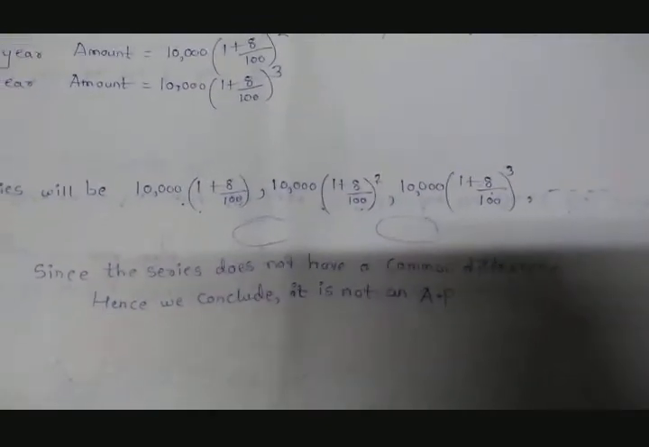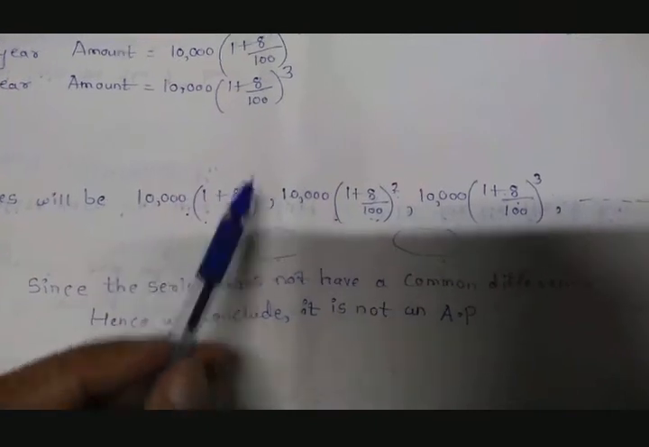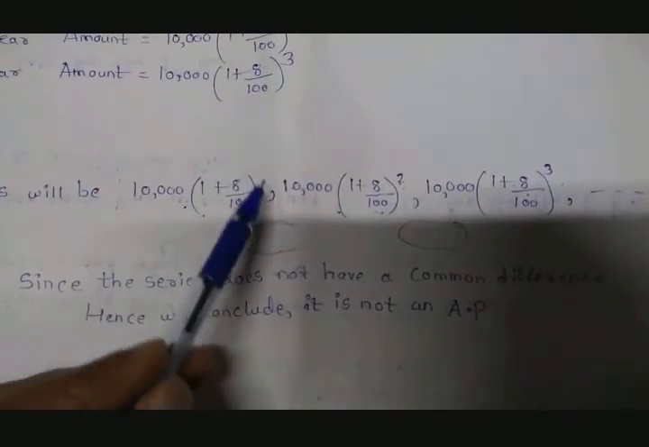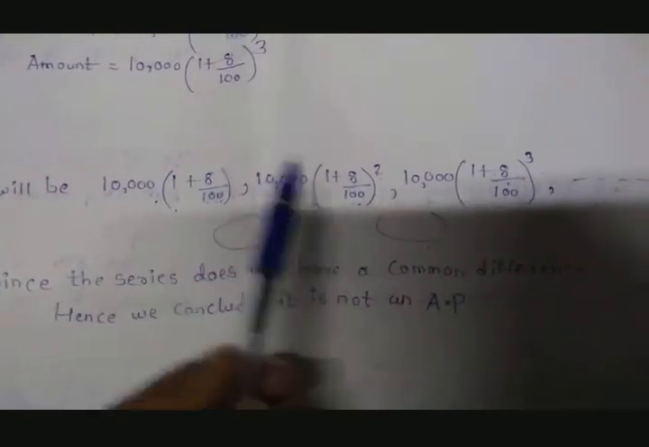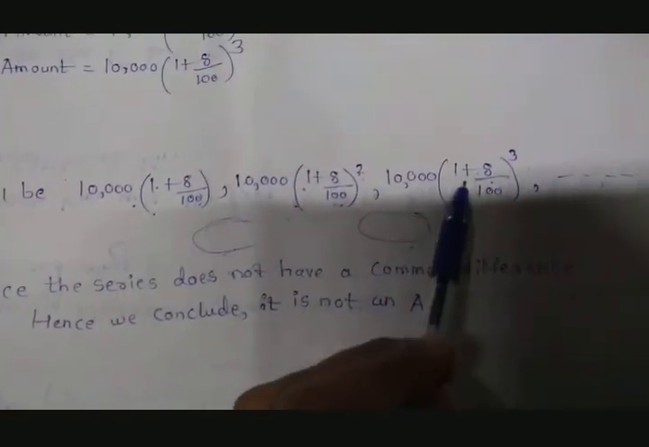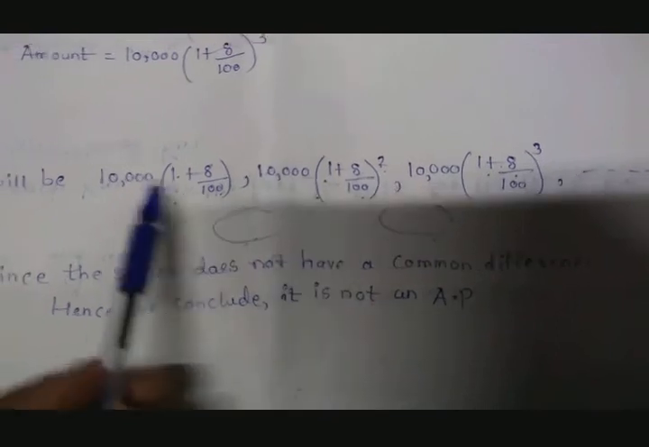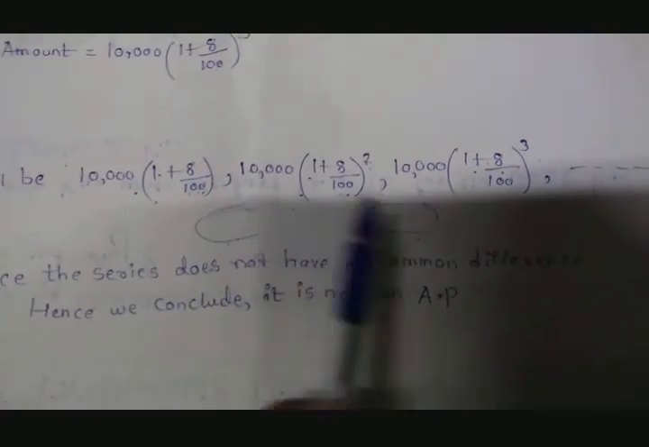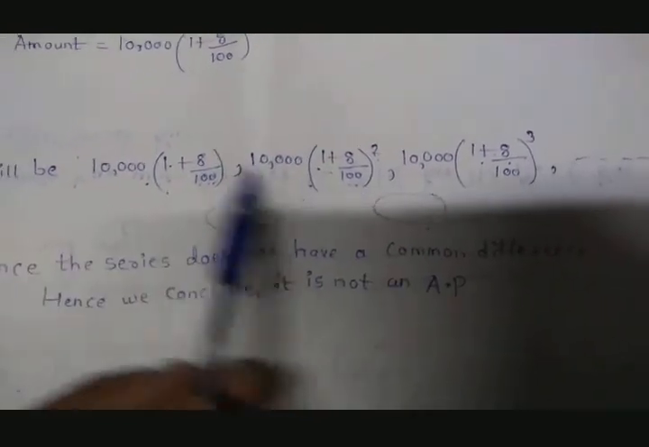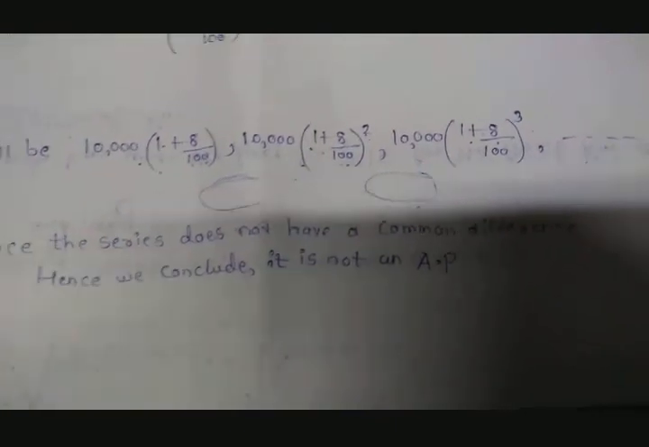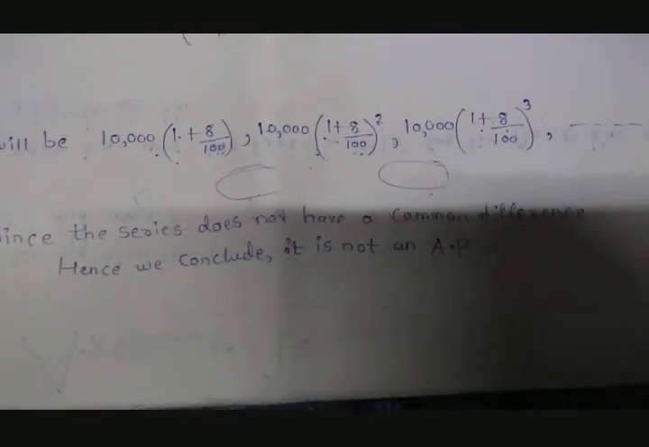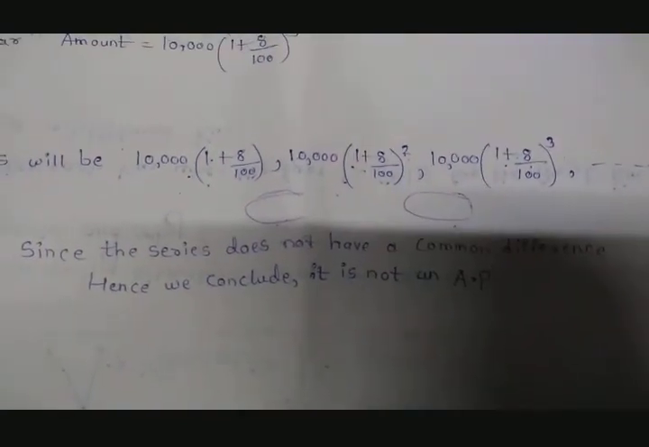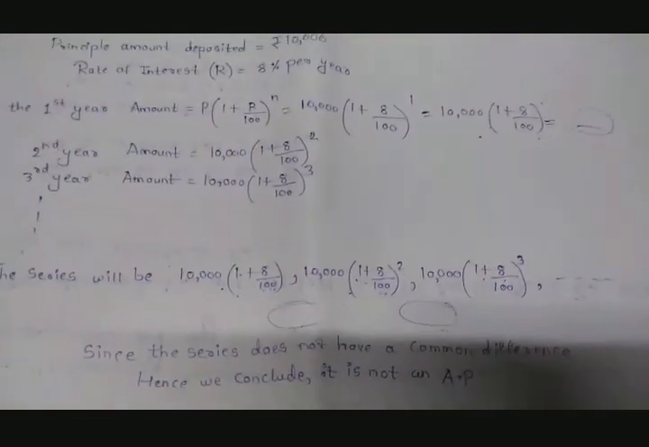So I hope this problem is clear. If you have any doubts, you can calculate these three terms and subtract the first term from the second term, and the second term from the third term. You will get two different values, and hence you can verify that it does not have a common difference, and hence it is not forming an arithmetic progression.